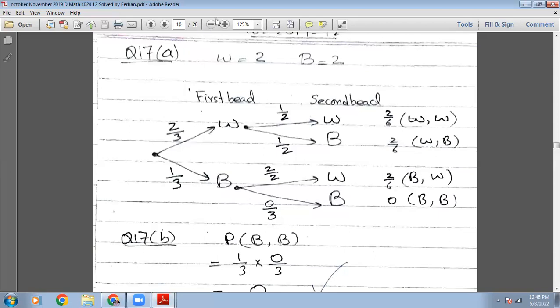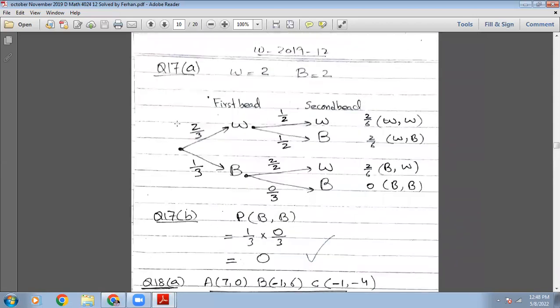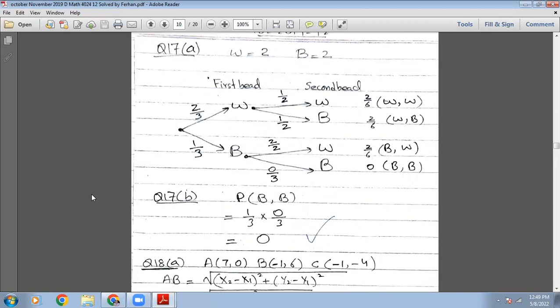So by mistake, when I was writing this paper, here I wrote there are 2 blacks. There is 1 black. Okay, so make it 1. And here make it 2, and this is also 2. So this answer is 0. Hopefully you understand.